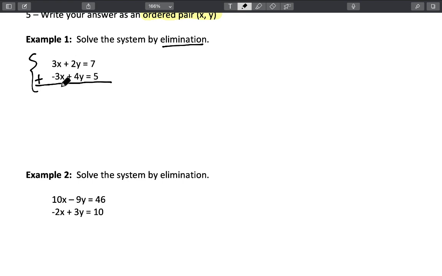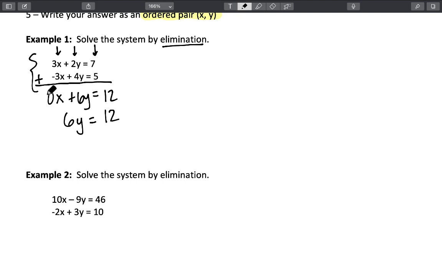We're going to combine like terms. We're going to add these two together. So we're just going to add down our columns because they're all lined up as like terms. So 3x plus a negative 3x is 0x. 2y plus a positive 4y is plus 6y. And then 7 plus 5 is 12. And I'm just going to copy down that equal sign. So I've created this equation now, which is 6y equals 12.